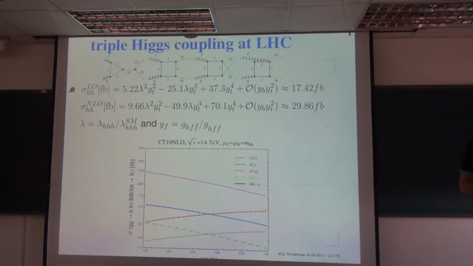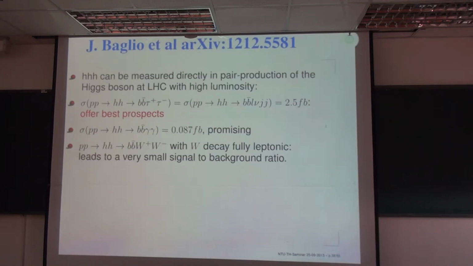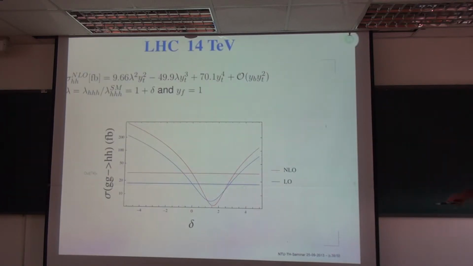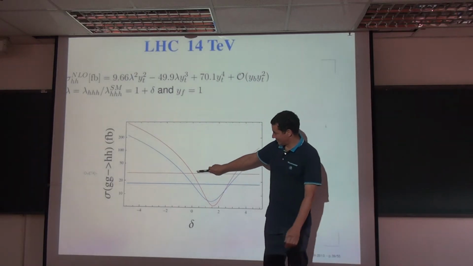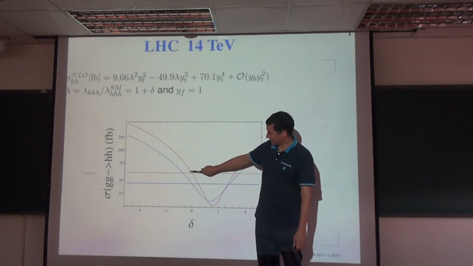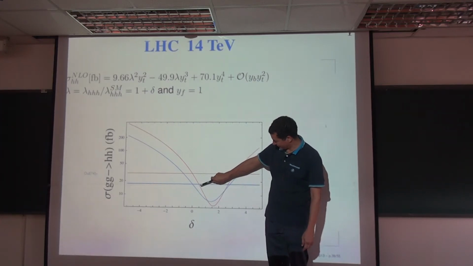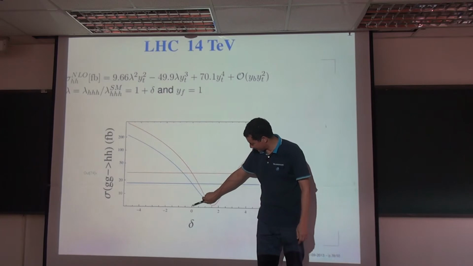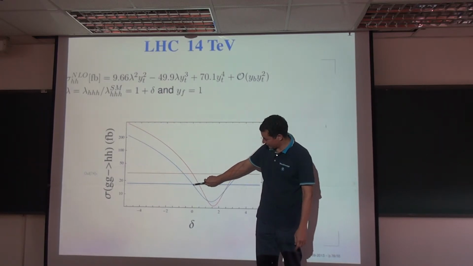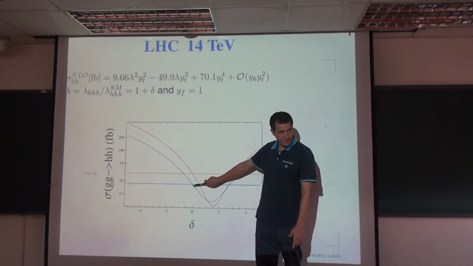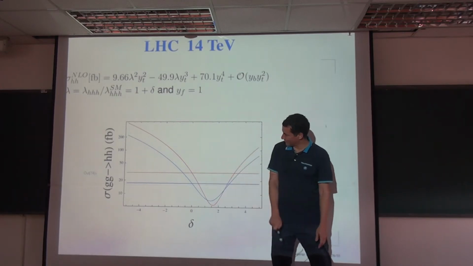If I remember correctly, the standard model Higgs pair production is about 40 to 50 femtobarn. Here it's about 30 femtobarn, almost 30 femtobarn for the NLO. For the leading order, you have to look for delta equals 0, the standard model. It's just this line. So for the leading order it is 17, 18, and the NLO is 20 something.